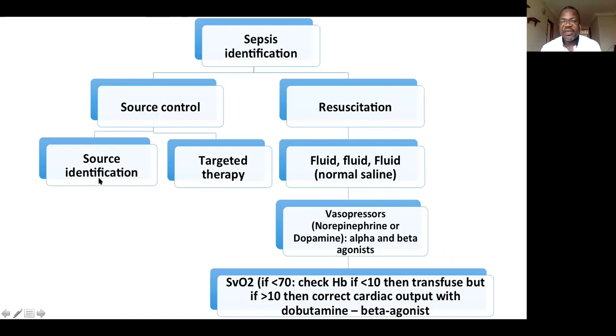by doing source identification, whether it's a chest infection, or a urinary tract infection, or an abdominal infection, or a soft tissue infection. So you need to do a source identification in order to do a targeted therapy, to know what specific antibiotics you are going to give to this patient.